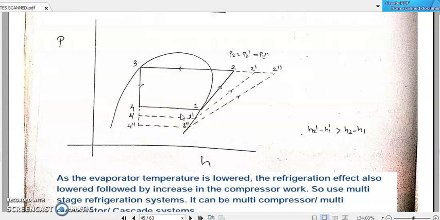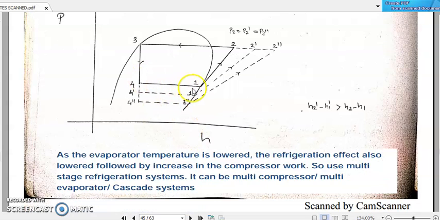Okay, so here let us consider a standard vapor compression refrigeration system 4-1-2-3-4. The marked cycle 4, 1, 2, 3, 4 is representing a standard vapor compression refrigeration system. 4 to 1 is the evaporator process, and 4 to 1 can be representing the temperature as well as pressure maintained inside the evaporator. So, suppose we are lowering the evaporator temperature to 4'-1'.